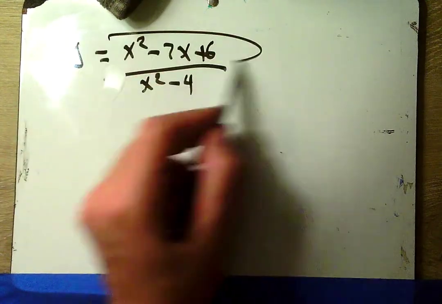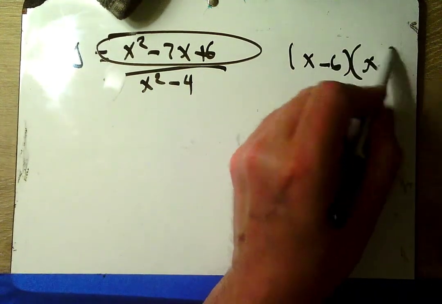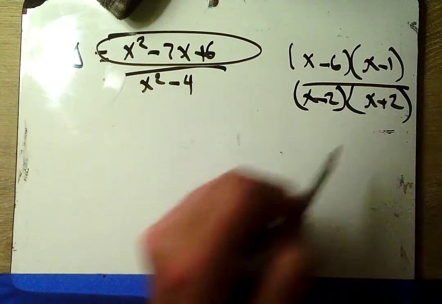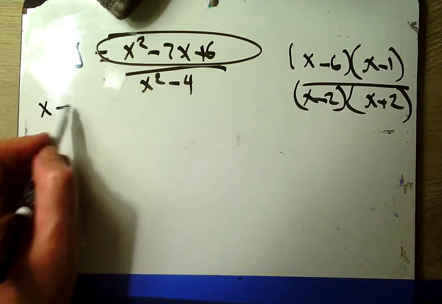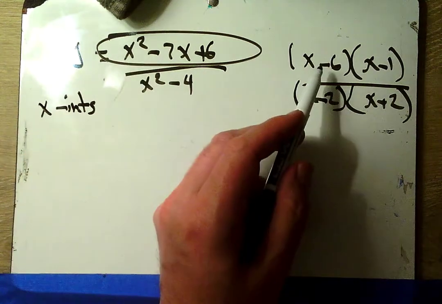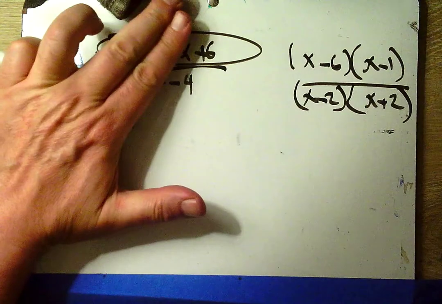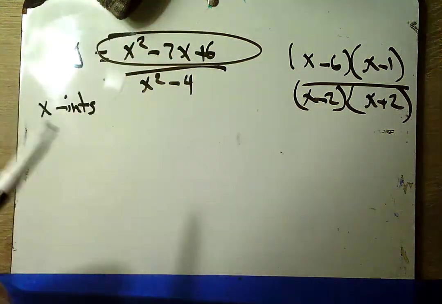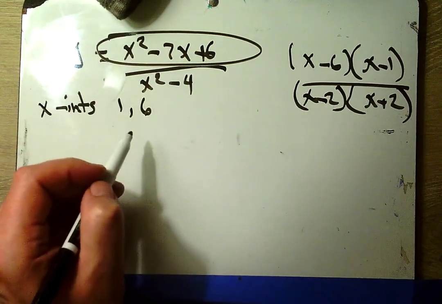So here's what I'm doing. I've got x minus 6 and x minus 1 on top, x minus 2 and x plus 2 on the bottom. So I see my x-intercepts. Ooh, x-intercepts, I have more than one. You can have more than one x-intercept. You can have more than one vertical asymptote, but you can only ever have one y-intercept if you're looking at a function. Okay, so my x-intercepts occur at 1 and 6.